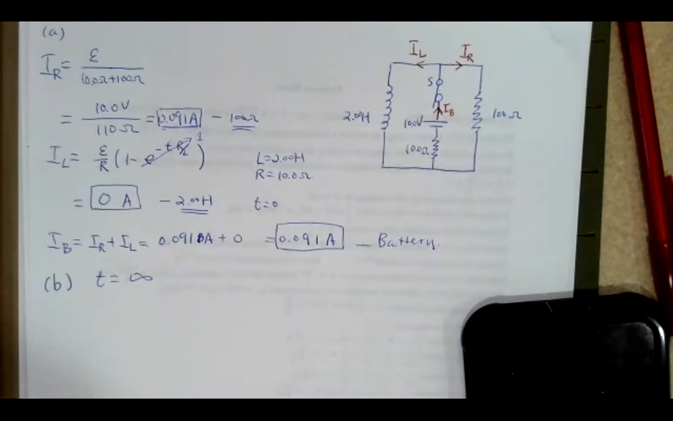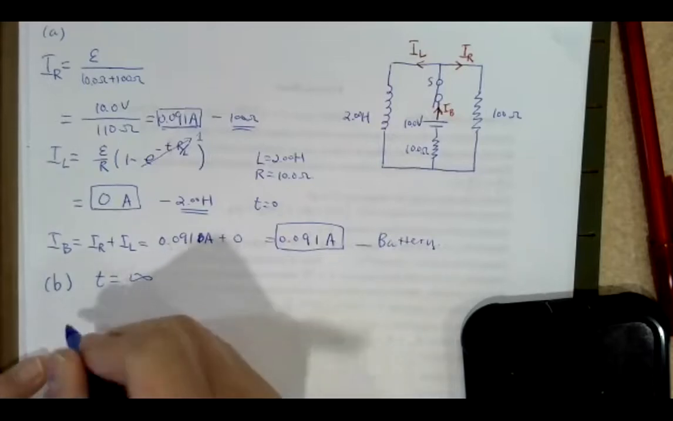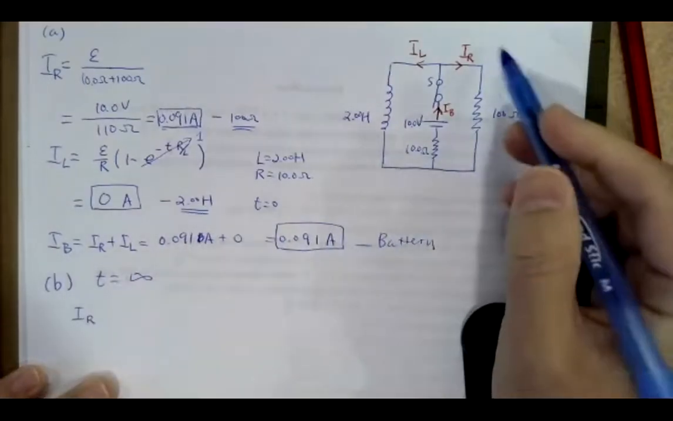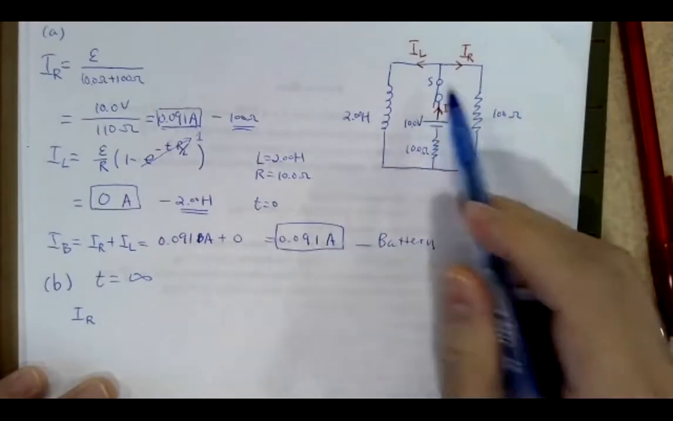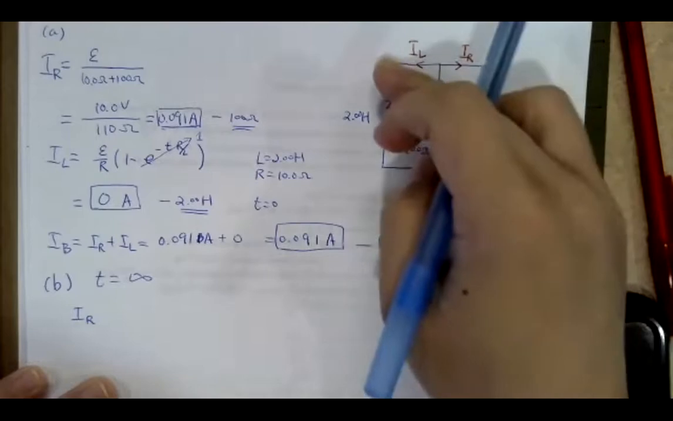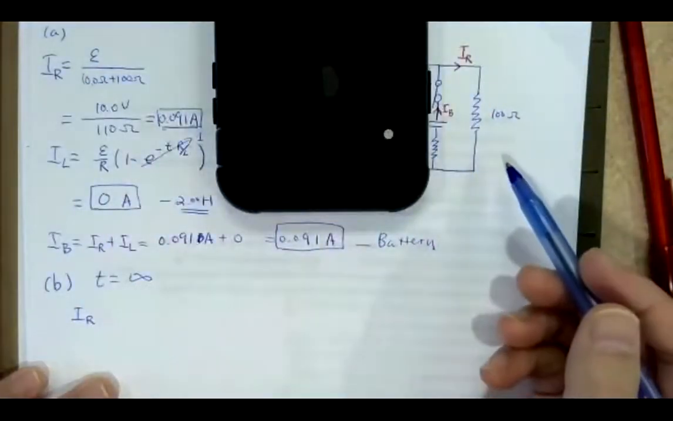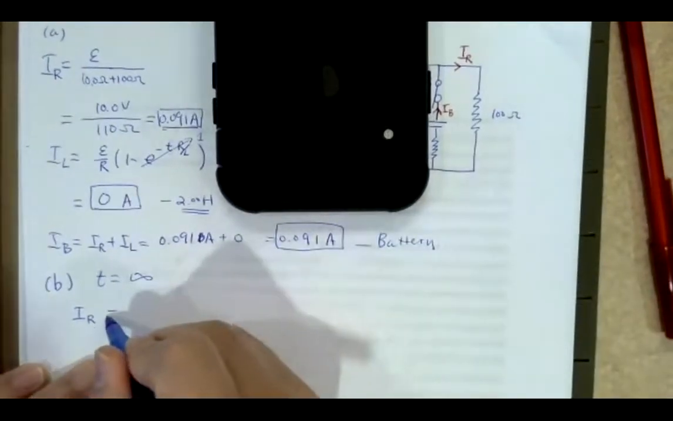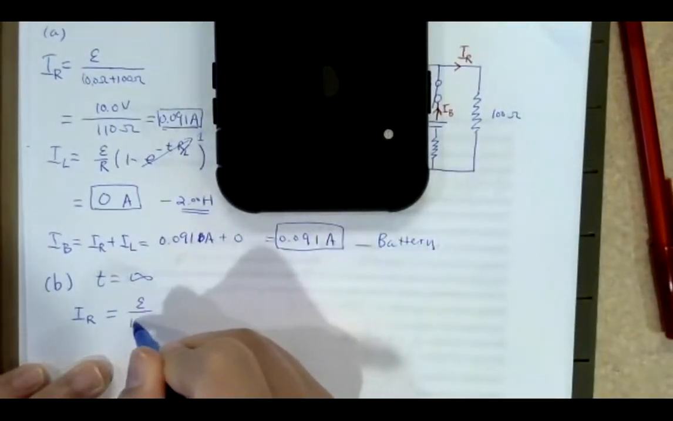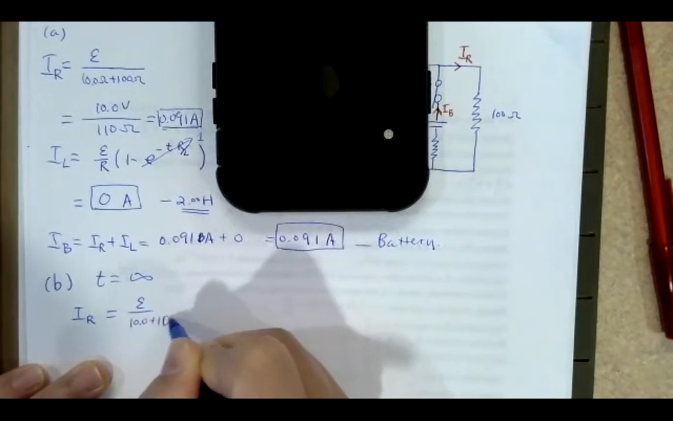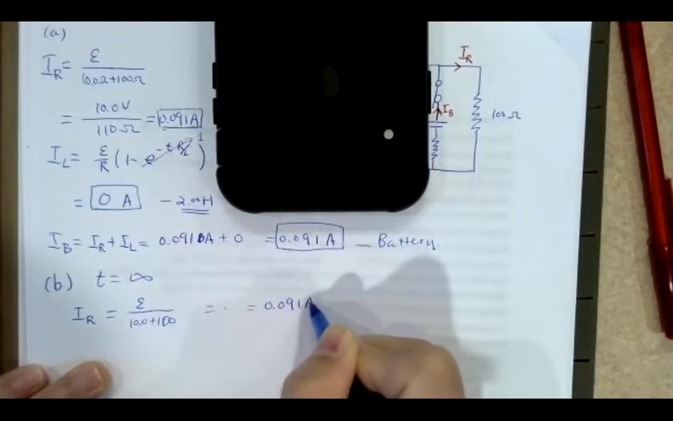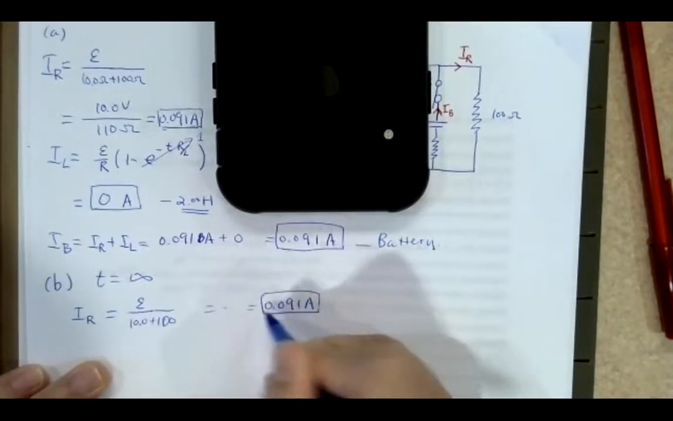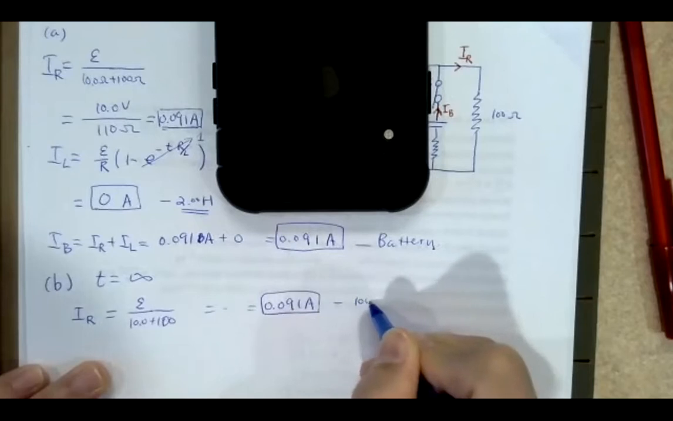So after a long time, let's take a look at this again. The current on the resistor, this is still closed, and this one and this one are in series with each other again. So you're just focusing on the left hand side of the circuit. So this is the same as epsilon divided by the 10 plus the 100 ohms. So it'll be the same as in part A. That's for the 100 ohm resistor.